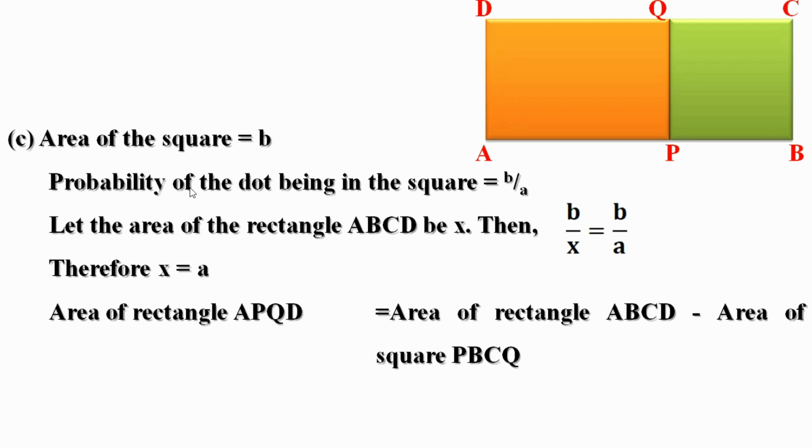Area of rectangle APQD equals the area of the large rectangle ABCD minus the area of the square PBCQ. Now, the area of the rectangle ABCD is found as A and the area of the square is given as B. Therefore, the area of the rectangle APQD equals A minus B.